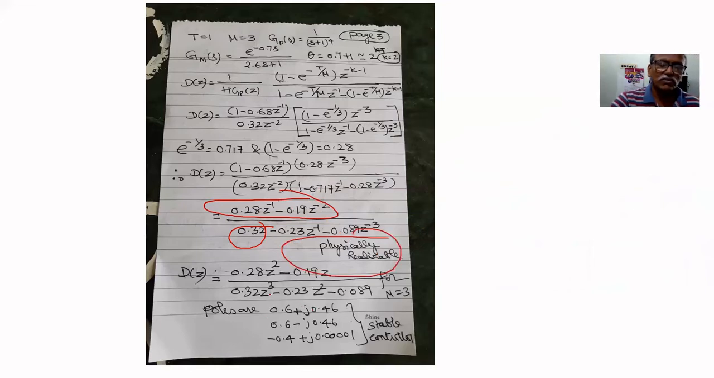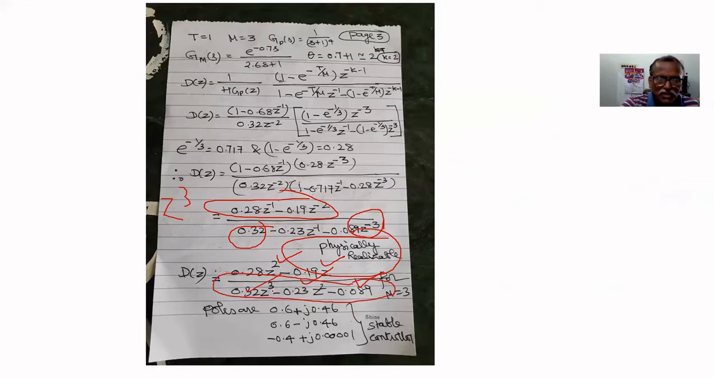Then we have to enter this controller in the Simulink block. For that, it should be in positive powers. Therefore, here the lowest degree is z power minus 3. Therefore, multiply the numerator and denominator by z power 3. If you multiply this, you will get z square, z cube, and the constant term. The denominator polynomial is here.